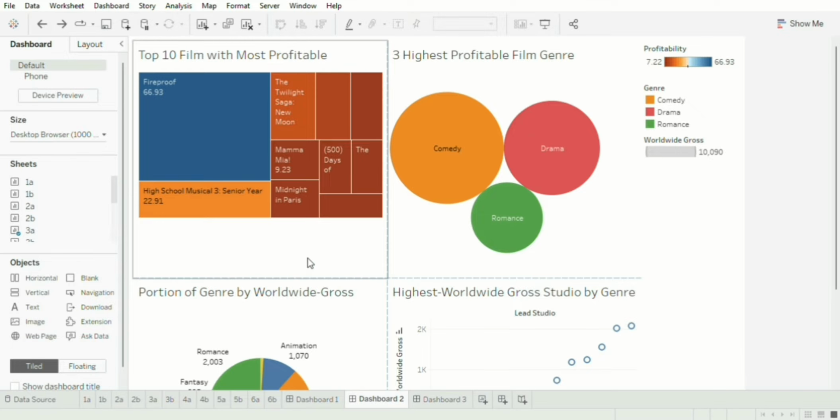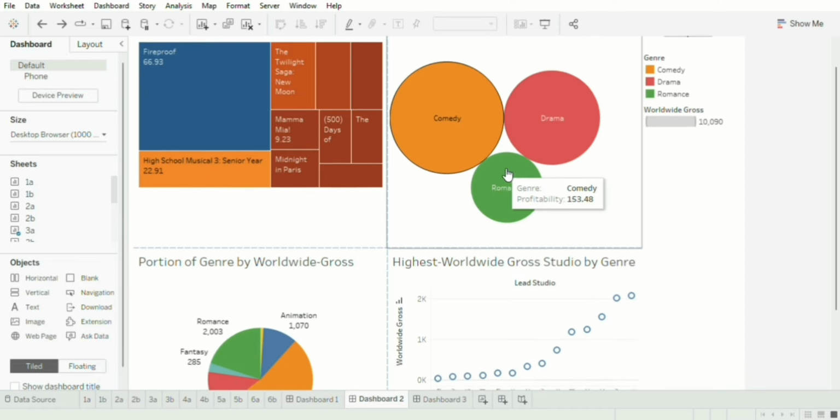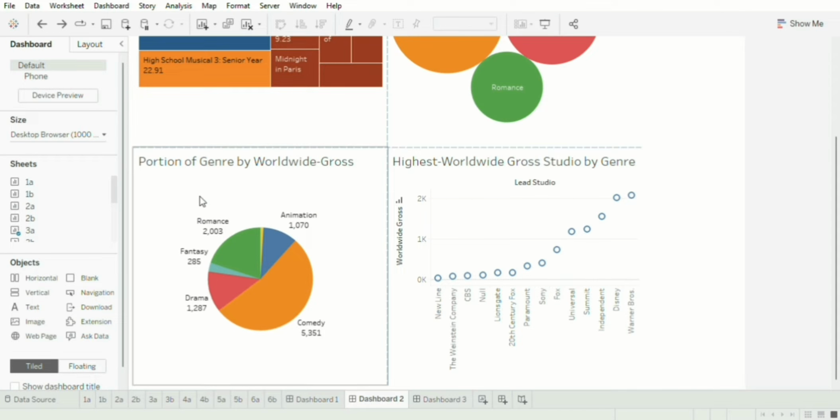So here we will talk about profitability and worldwide growth. Profit and growth are crucial for the investor because if a project gets high profit and growth, they will maybe have a chance to invest again in this project. Okay, so first I create the top 10 films with the most profit, and the second one is the 3 highest profitable films by genre. Why did I create this? Because if you want to make a film, you need to know what people usually enjoy, what genre they will go to see. The next is the portion of genre by worldwide growth, and last is the highest worldwide growth studio by genre.